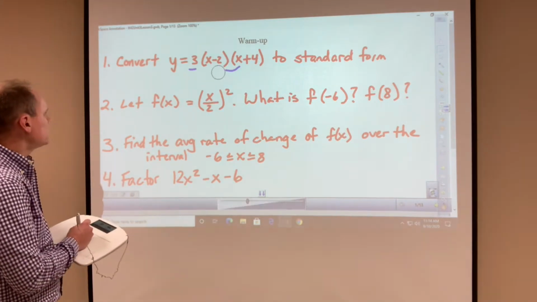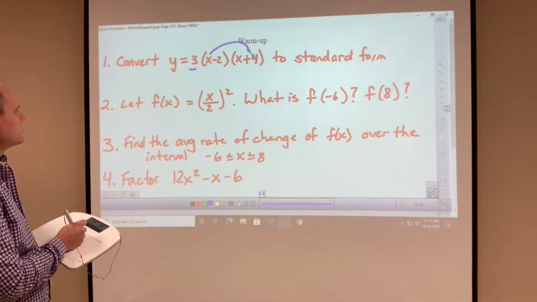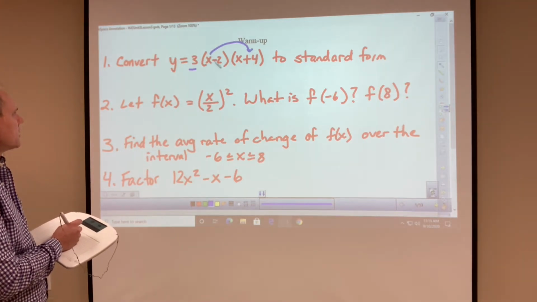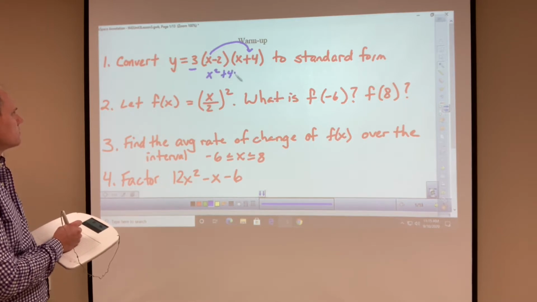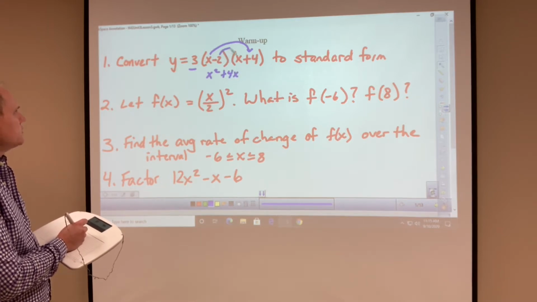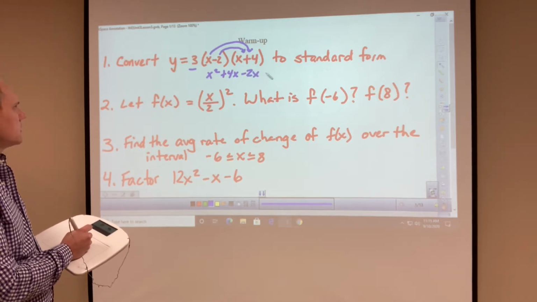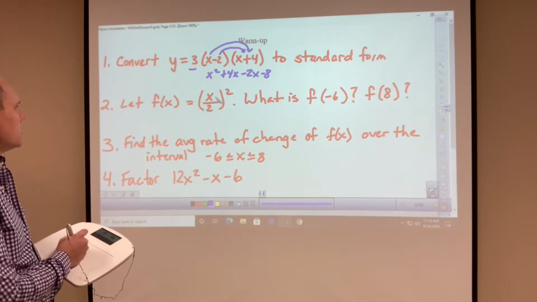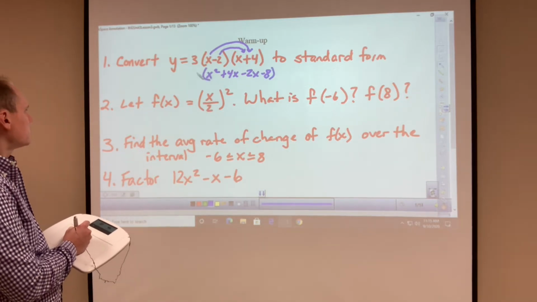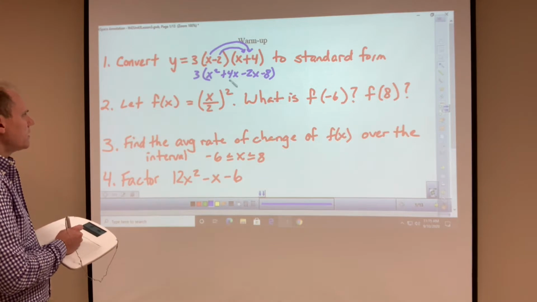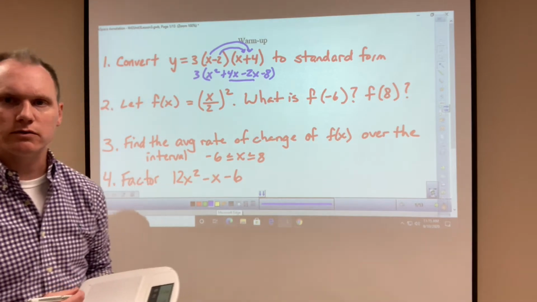So when we multiply these 2 together, we're going to get x times this whole set of parentheses. So we get x times x is x squared, and x times 4 is 4x. Then we multiply the negative 2 times this whole parentheses and get negative 2x and minus 8. So we have this whole thing times 3. You can go ahead and combine like terms here before you multiply by the 3, or you can wait till afterwards.